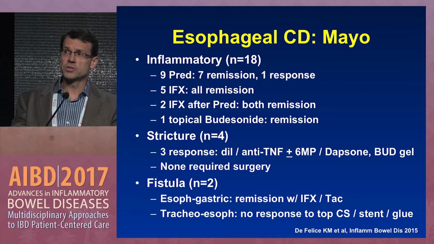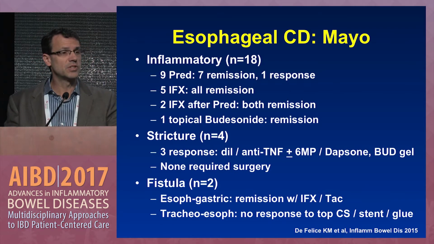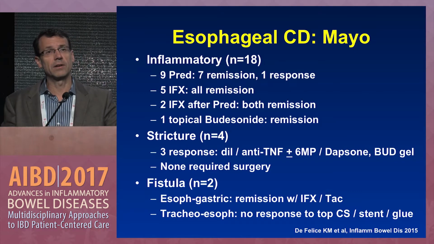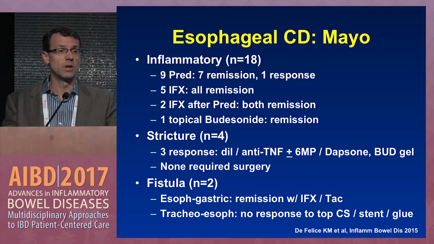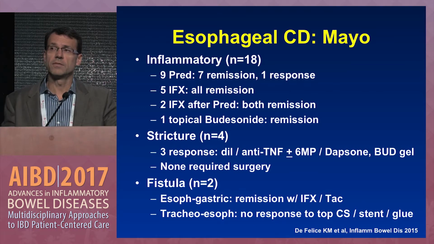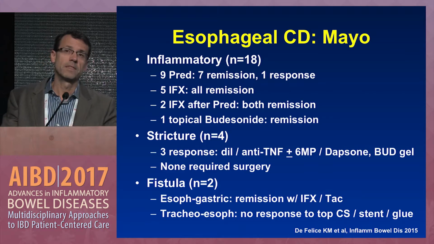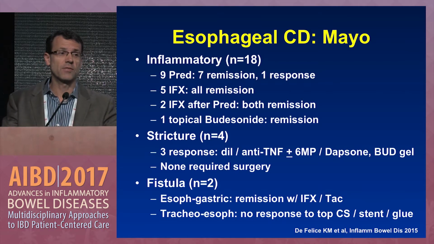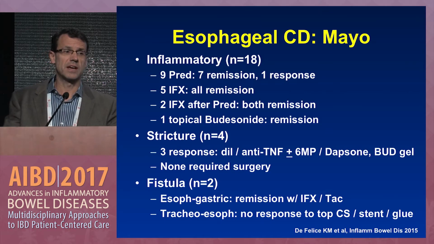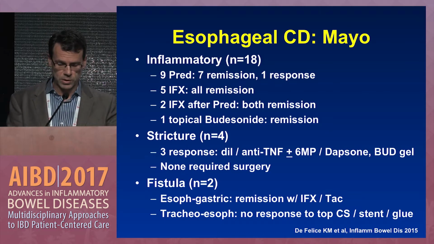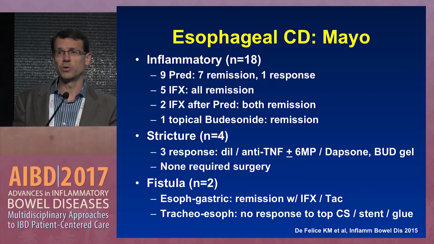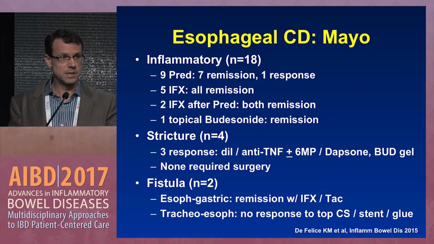4 patients had a stricture. 3 responded with a combination of dilation and anti-TNF therapy, with or without the combination of 6-MP and dapsone or budesonide gel. None of these required surgery, fortunately. 2 patients had fistula. 1 was an esophagogastric fistula who went into remission with a combination of infliximab and tacrolimus. 1 had a tracheoesophageal fistula who had no response to topical corticosteroids, stenting, or glue. As far as I'm concerned, if you need glue in your esophagus, you probably have some big problems.